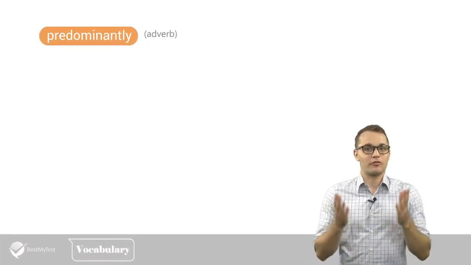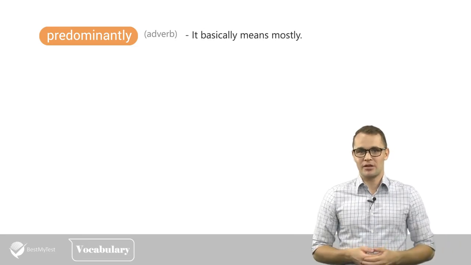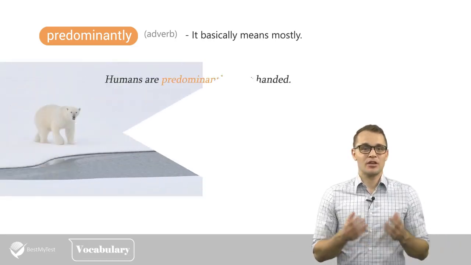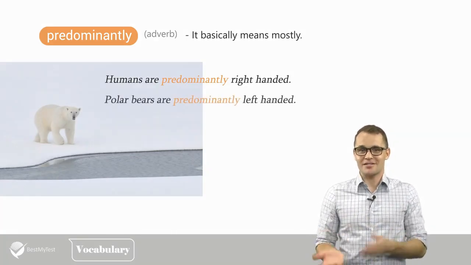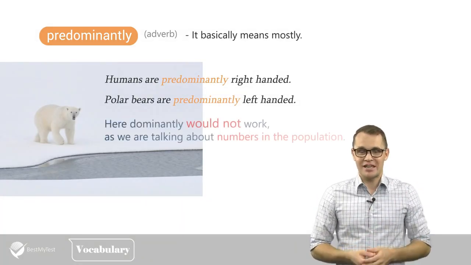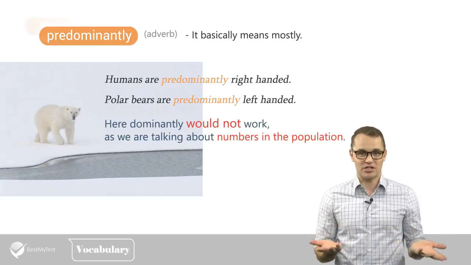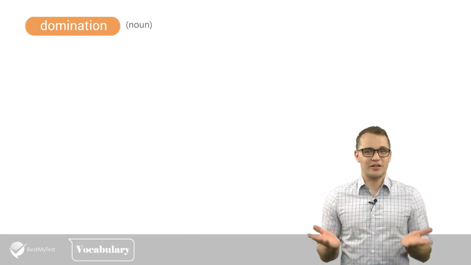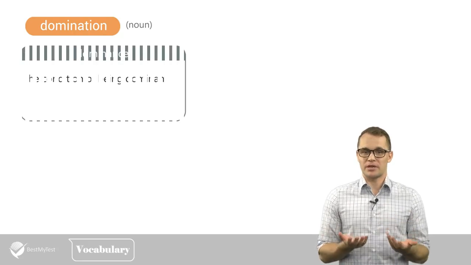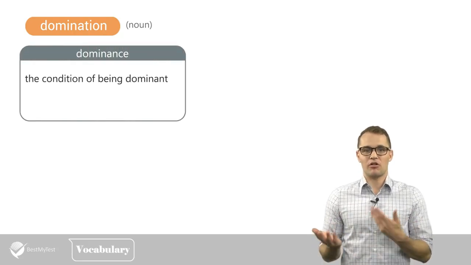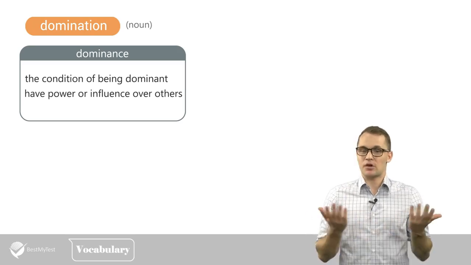Alright, the adverb of predominant is predominantly. It basically means mostly. Look at the following example sentences. Humans are predominantly right-handed. And polar bears are predominantly left-handed. Here, dominantly would not work, as we are talking about numbers in a population. Okay, let's look at the final word today, domination. The noun domination is different from dominance. Dominance means the condition of being dominant, which basically means to have power or influence over others.